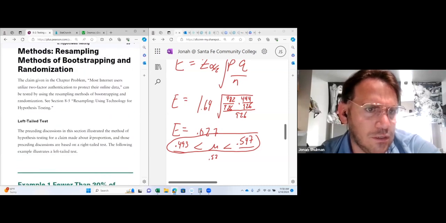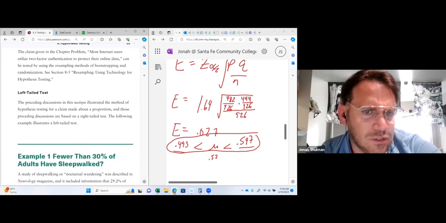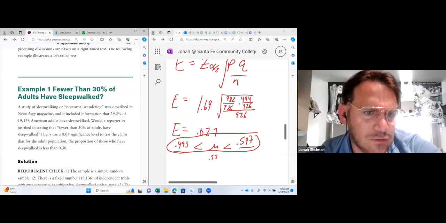Well, we could look at it anyway. The claim given in the chapter problem most uses this, can be tested using the resampling methods. The preceding discussion illustrates the method about a proportion, and those are right tail tests and this is a left tail test.